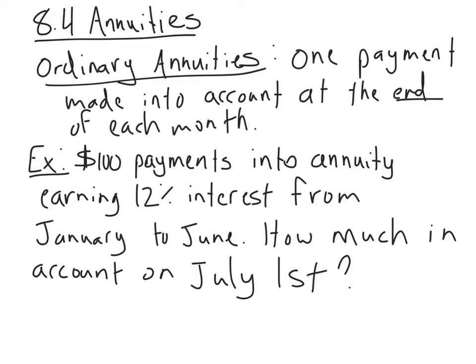So we're going to try to illustrate what's going on with annuities with a basic little example here, where we're assuming we have some annuity and we're making $100 monthly payments into the account, which earns 12% interest from January to June. And the question is, how much money will be in the account on July 1st?